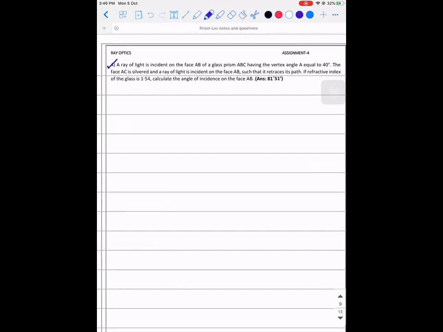Fourth one. There is a ray of light which is incident on the face AB of a glass prism ABC having the vertex angle A equal to 40. Let's change it to 60. The face AC is silvered and the ray of light is incident on the face AB such that it retraces its path. If the refractive index of the glass is 1.54, calculate the angle of incidence on the face AB.